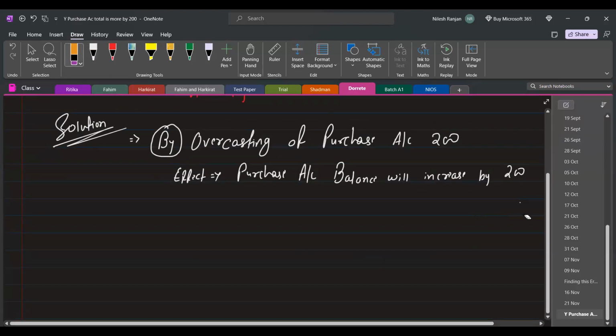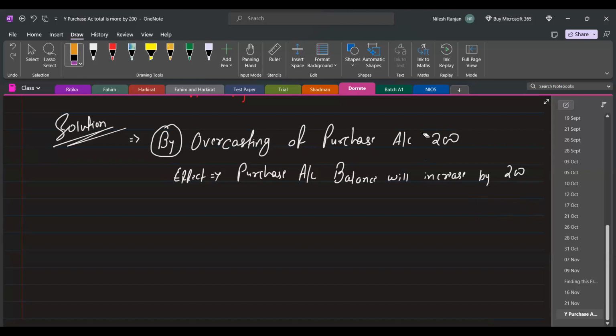So we write everything on the debit side of the purchase account. And if the total of the debit side is more by 200, then we have to write 200 on the credit side. That's why we have written "by." Is this clear?